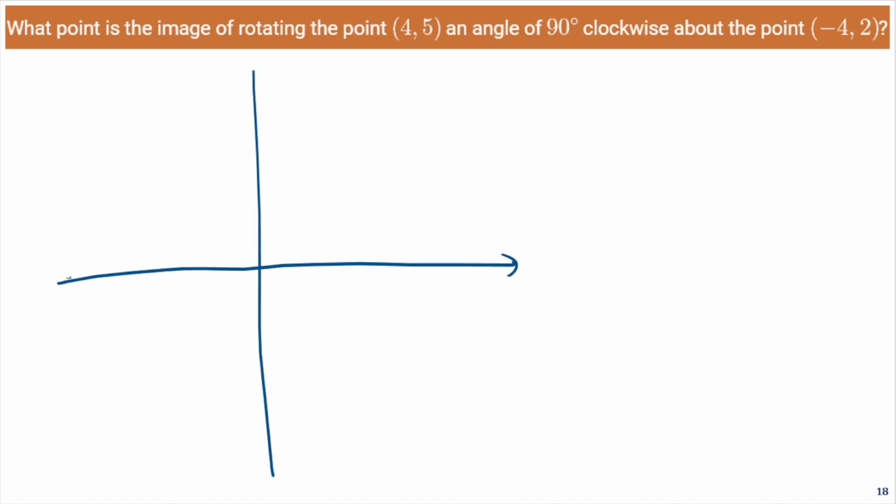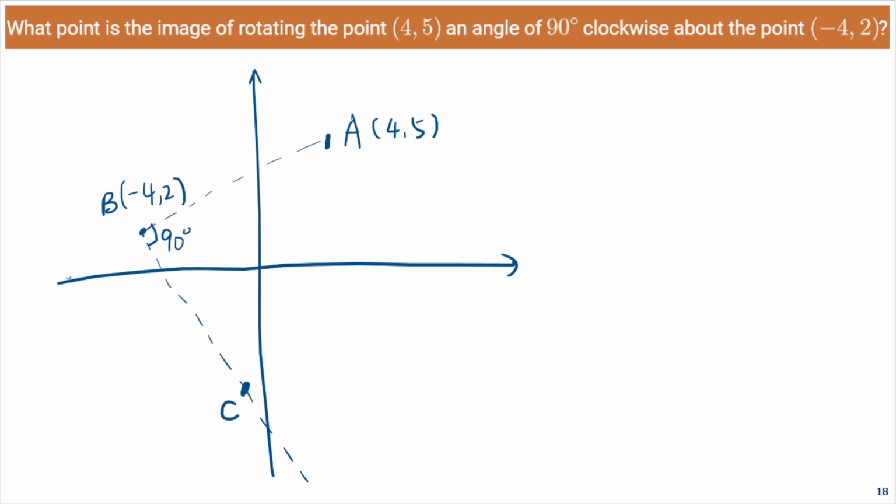So first of all, let's find the point 4, 5. Suppose this point is here, which is A. Another point is -4, 2, which is about here. So point B, -4, 2. And our job is to rotate A about the point B by 90 degrees. This is probably somewhere here, right? And we have a 90 degrees here. And this is point C.